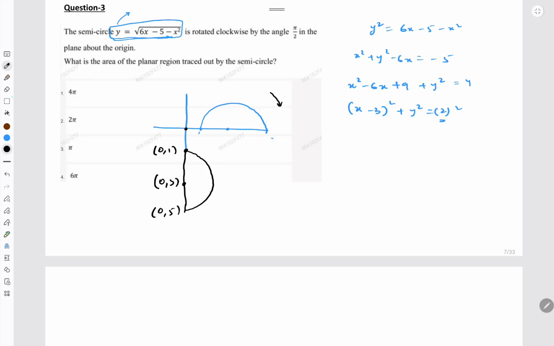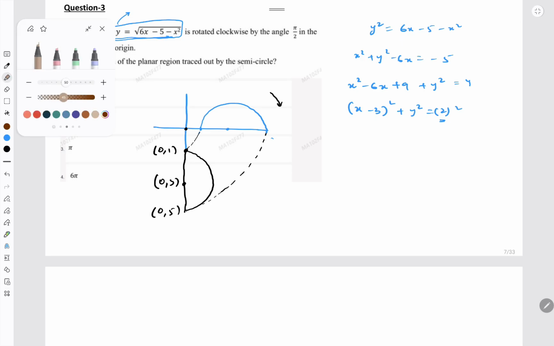So the region that is traced by the circle is basically, let me draw it. So the region that will be traced by the circle is this region. If I draw it, just a minute.